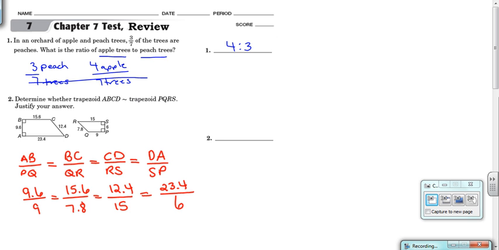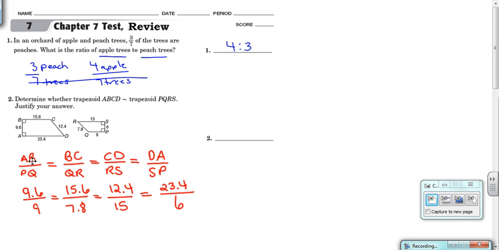Number 2, determine whether trapezoid ABCD is similar to trapezoid PQRS and justify your answer. Well, the first thing you would do is look at the order of the letters and then compare corresponding sides. So A and B are the first 2 letters, P and Q are the first 2 letters. So AB has to correspond to PQ in the same way that BC would correspond to QR, CD would correspond to RS, and DA would correspond to SP.